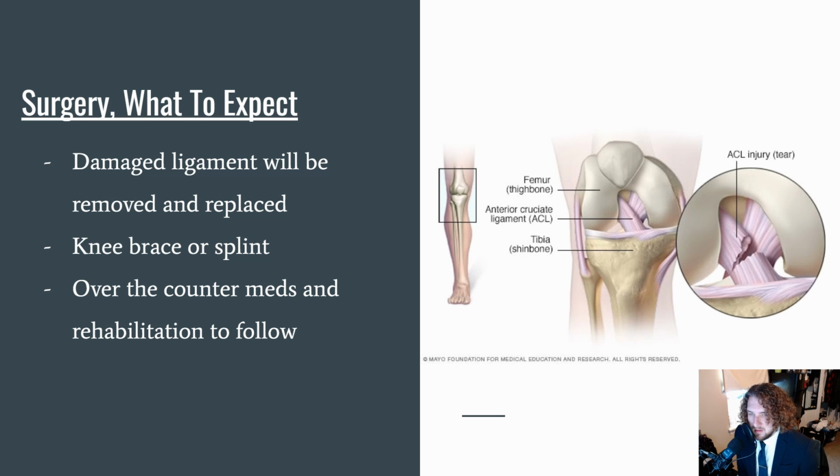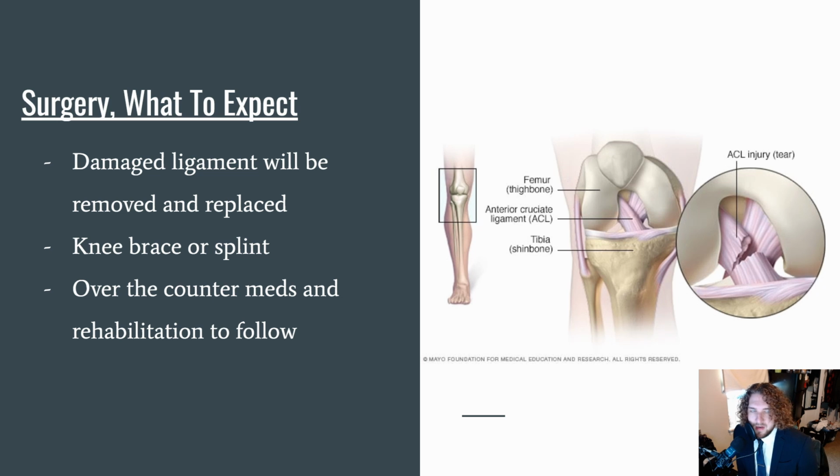This can be from any number of places, and if you have to have multiple ACL surgeries, meaning that the ACL is repeatedly damaged, they will take it from more than one place in an attempt to strengthen the area.